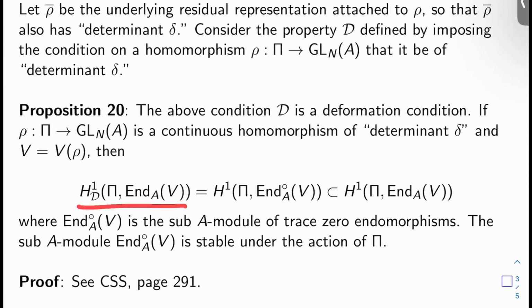H^1_𝒟 of π and ad ρ bar, which is the subgroup of the cohomology group corresponding to the fixed determinant or determinant δ condition, is nothing but H^1 of π and ad^0 V, where ad^0 V is the sub A-module of the trace zero endomorphisms. Okay, so determinant δ corresponds to trace zero endomorphisms in cohomology. Also, the sub A-module ad^0 V is stable under the action of π. Thank goodness. Okay, so for a proof of this, it's pretty run of the mill. You can see CSS page 291.